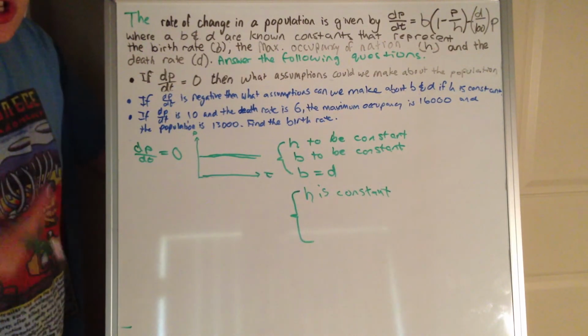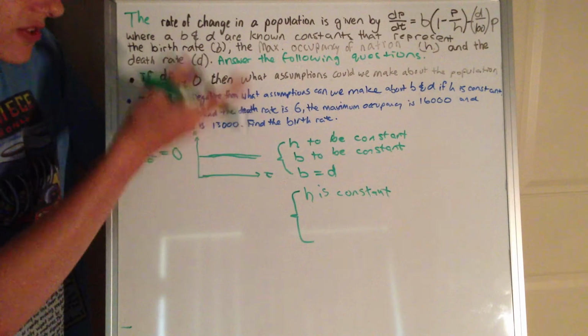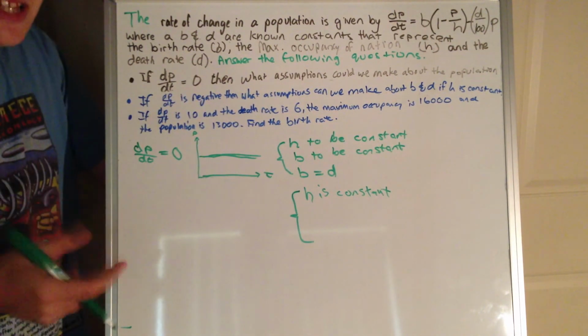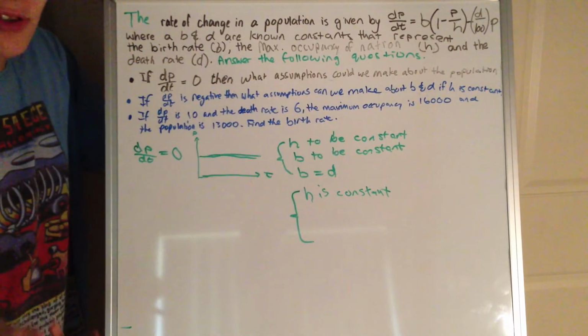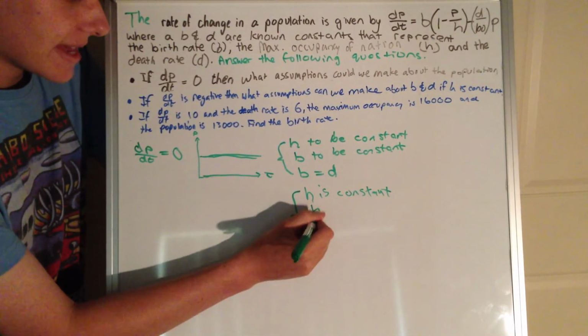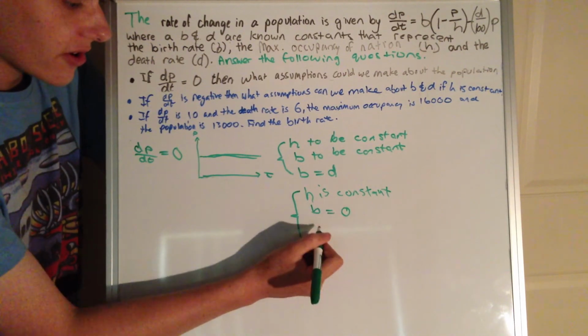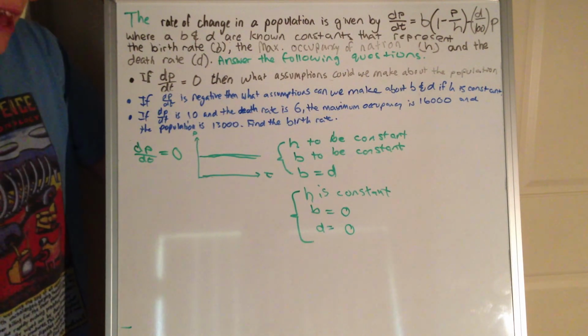Because remember, if h changes, and h obviously has to be greater than 0 because you need some occupancy, then of course it's going to change the value of dp over dt. So h is constant, b equals 0, and d equals 0. So what does this mean about our population?